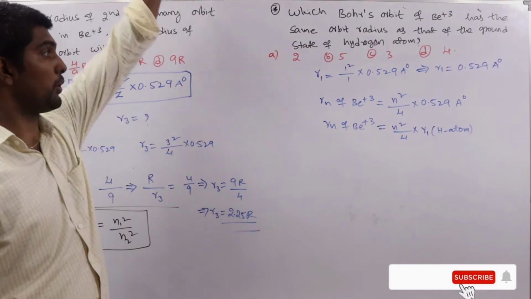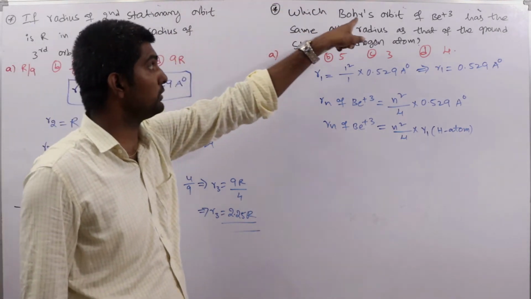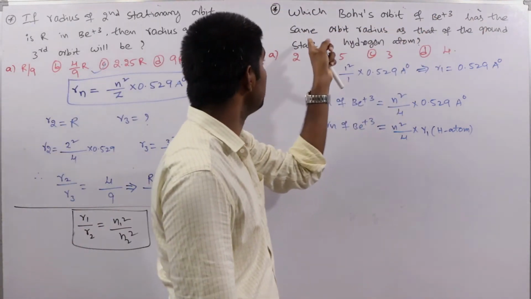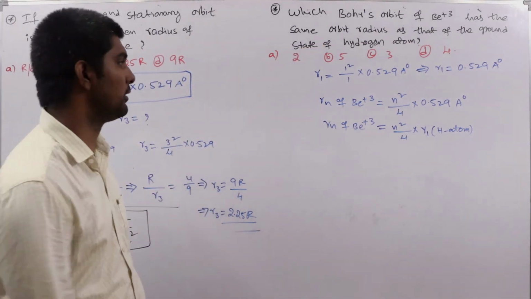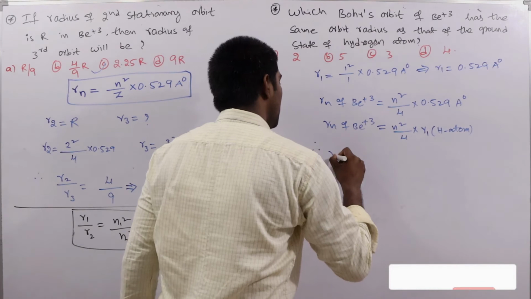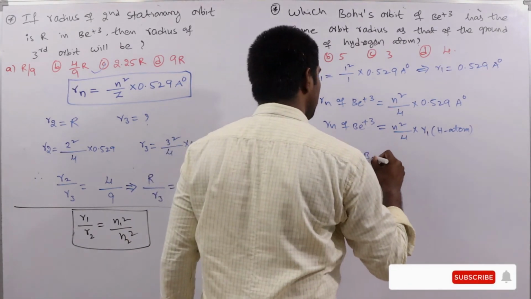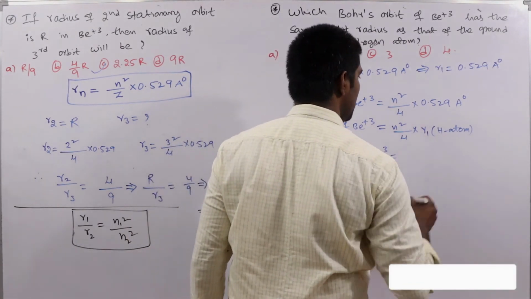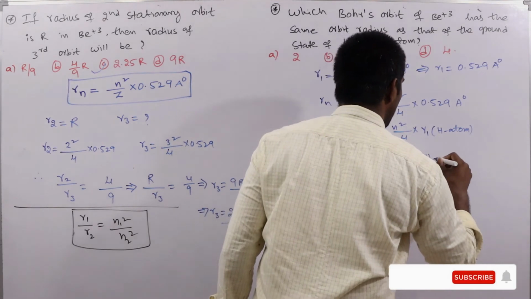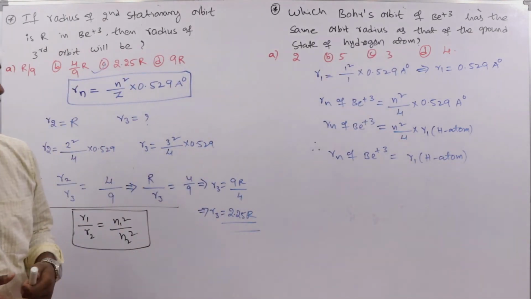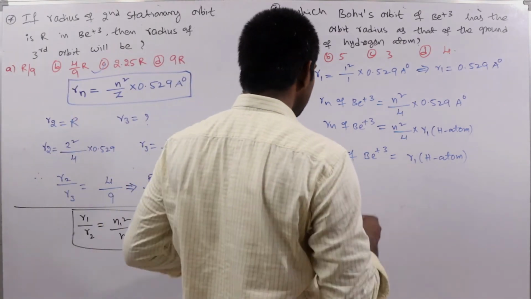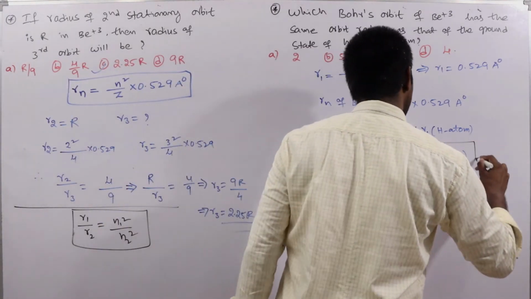This is the Rn of beryllium plus 3. But in the problem it is given: which Bohr's orbit of beryllium plus 3 has the same orbit radius as that of the ground state of hydrogen atom. Therefore, Rn of beryllium plus 3 is equal to R1 of hydrogen atom. This is the condition they have given in the problem. Okay, so here, this is the condition given.